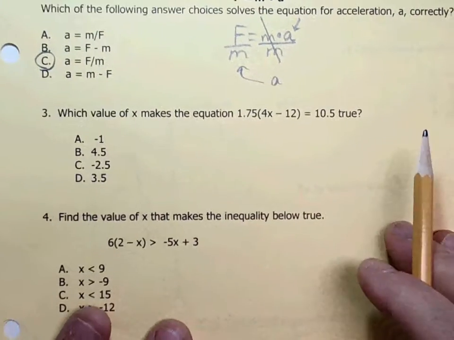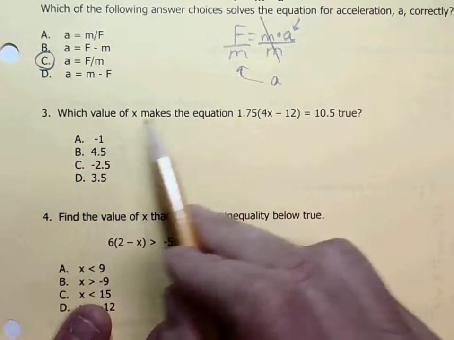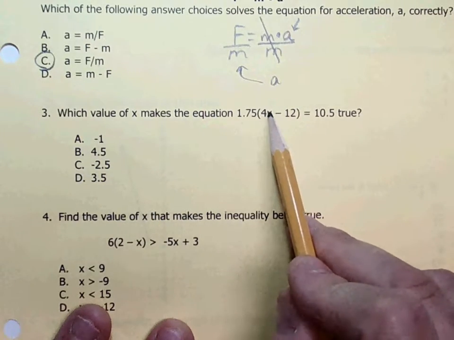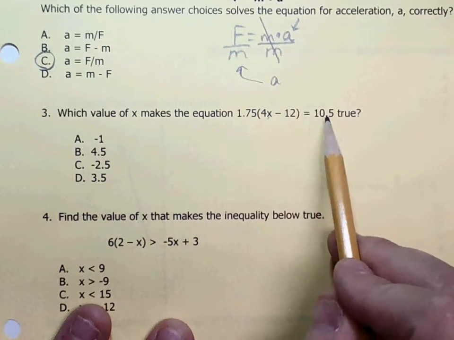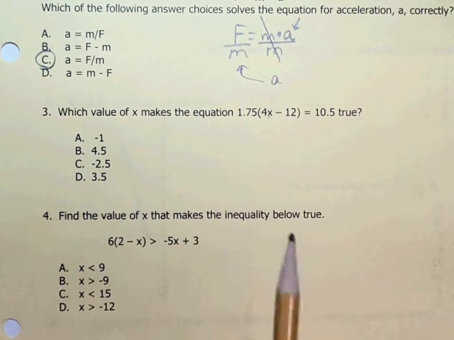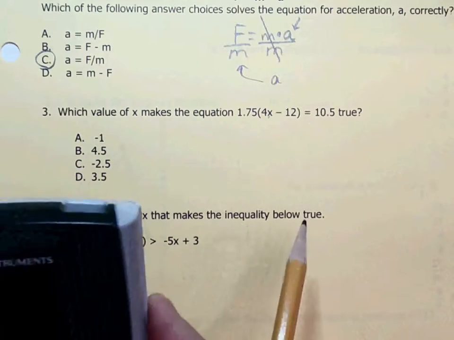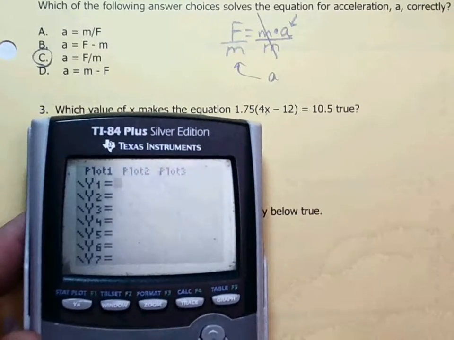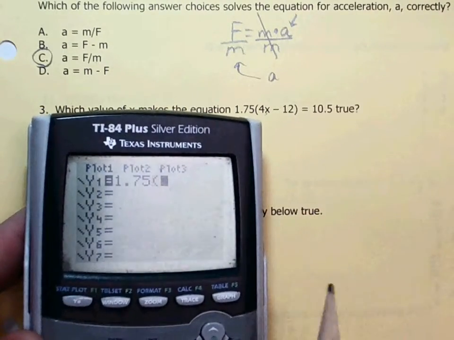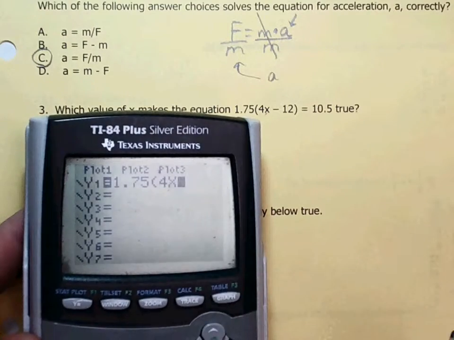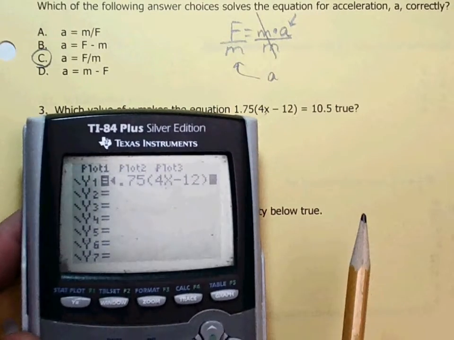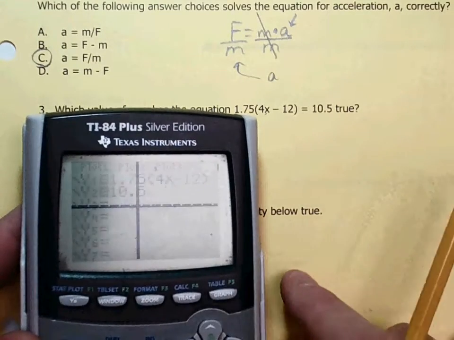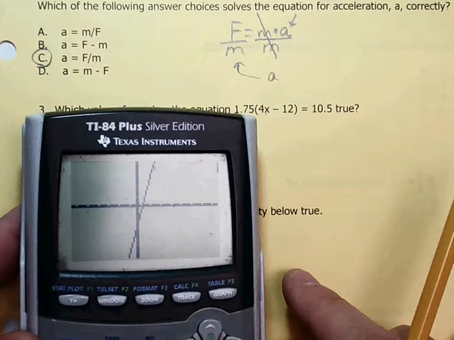Over in problem number 3, again, if we don't know what to do, we could plug the numbers in one at a time over here and type it in and see which one would equal 10.5, and we pick that particular answer. Another technique that we've been showing is we can come over here and split this in half. If you want to do that, 1.75 parentheses 4x minus 12 can go on y1, and the other side is 10.5, put that in y2. Graph and see where they cross.